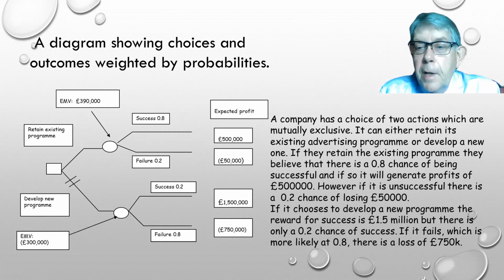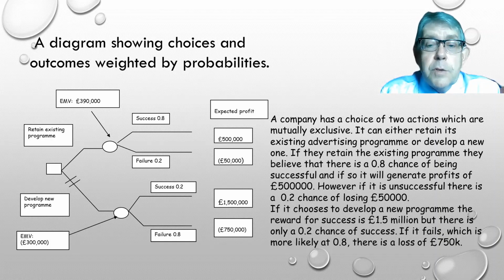If it chooses to develop a new program, the reward for success is 1.5 million, but there is only a 0.2 chance of success. If it fails, which is more likely at 0.8, there is a loss of 750,000. So we can see in the diagram here that this is all mapped out very nicely. We have an EMV value of 390,000 on the top, and the bottom EMV value is £300,000 loss. So we have a decision there to actually go with retaining the existing program.